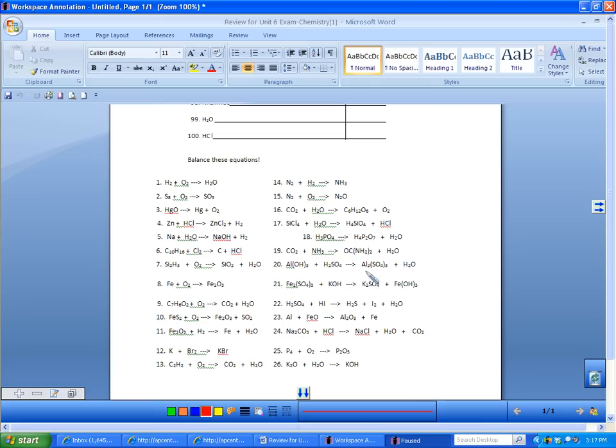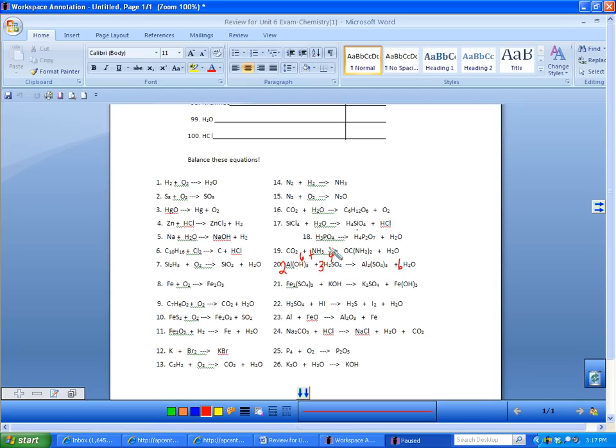1 aluminum, 2 aluminums. 1 sulfur, 3 sulfurs. Now I'm going to go back and check my hydrogens, and that's 3 times 2 is 6 hydrogens there. 3 times 2 is 6 hydrogens there. So I need a 6 there to give me 6 hydrogens there. Now I'm going to check my oxygens. 4 oxygens plus 6 oxygens is 10.